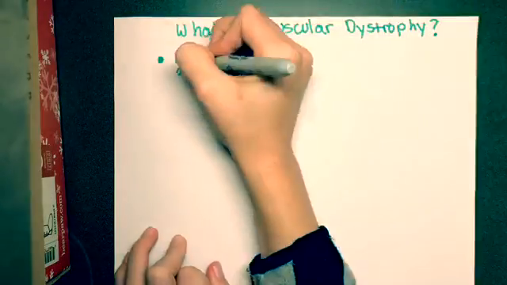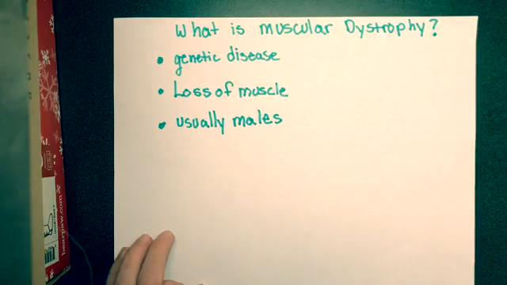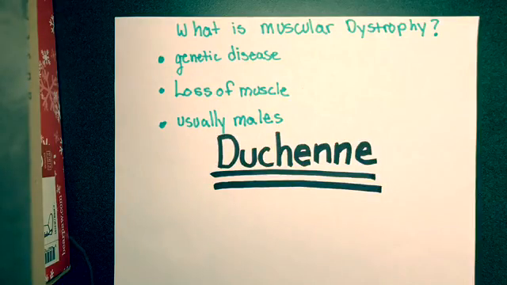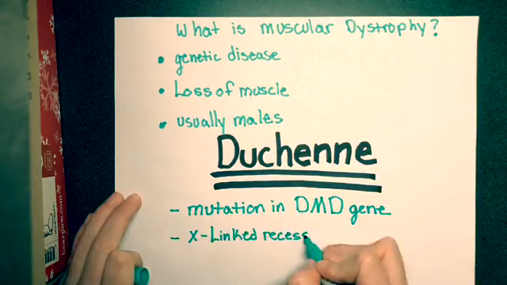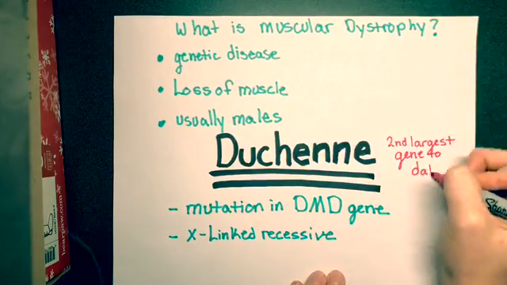So what is muscular dystrophy? It is a genetic disease that causes loss of muscle and usually occurs in males. There are several types, but we will just be looking at Duchenne. This is caused by a mutation in the DMD gene and is X-linked recessive.